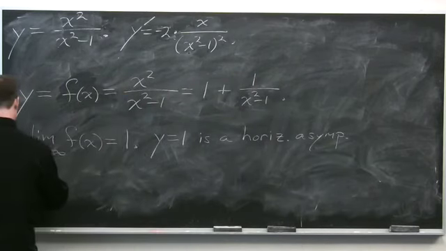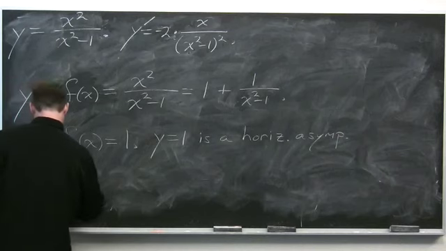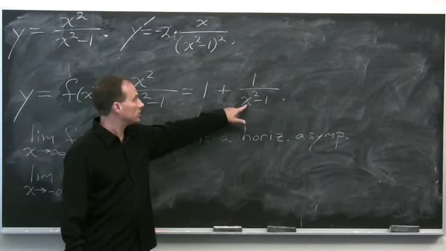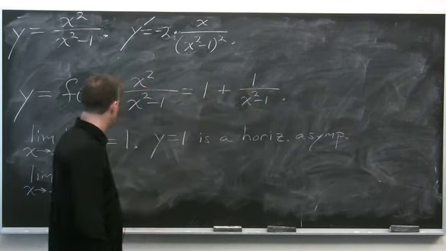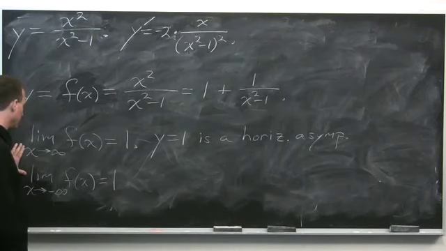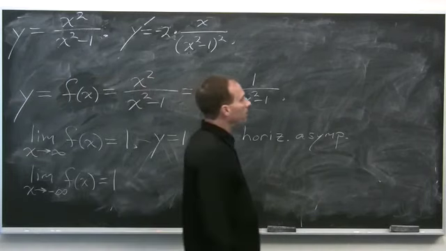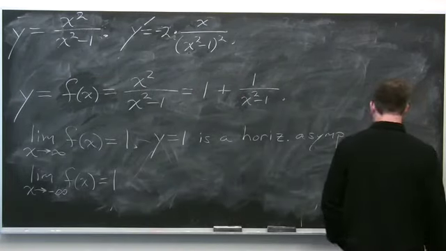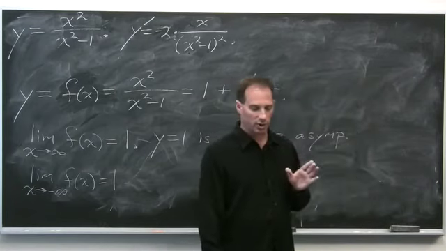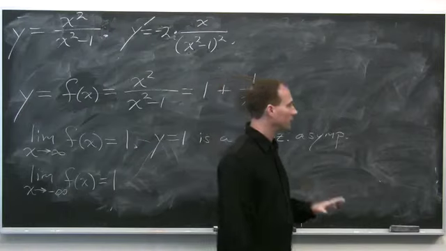As x approaches minus infinity, same thing happens. As x approaches negative infinity, x gets squared, so that's infinity, 1 over infinity, 0. You get 1 again. So y equals 1 is a horizontal asymptote that the graph approaches both as x goes to infinity and as x goes to minus infinity. What about vertical asymptotes? Well, let me go ahead and start graphing this because it's a lot easier to talk about asymptotes with the graph in front of you.